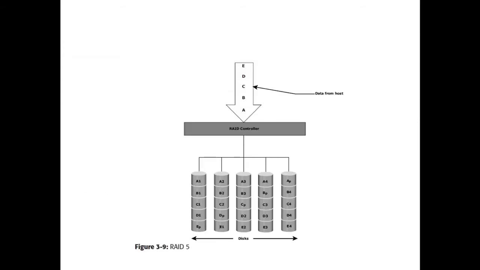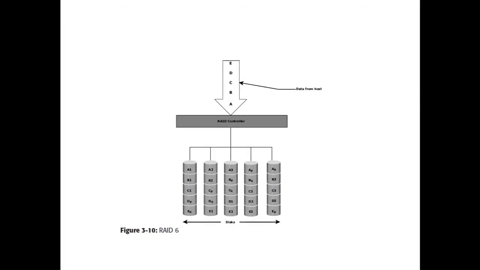So this is your RAID 5 implementation. These are the data from the host. The RAID controller stripes the data, computes the parity, and you can observe there is no dedicated parity disk. The parity values are distributed across all the hard disk drives. If you look at this diagonal, data is stored, and the parity value is distributed across all the hard disk drives. That is your RAID 5 implementation.